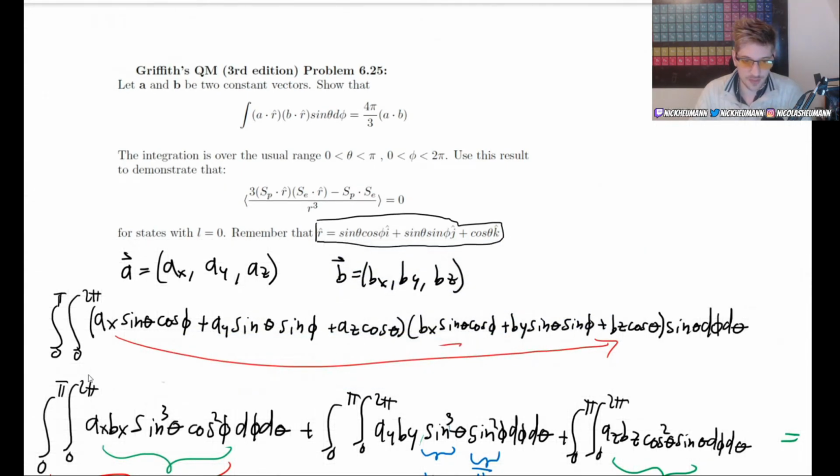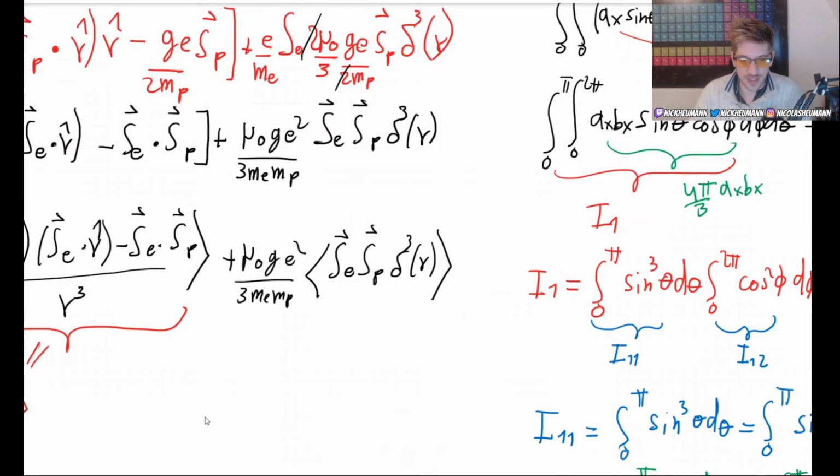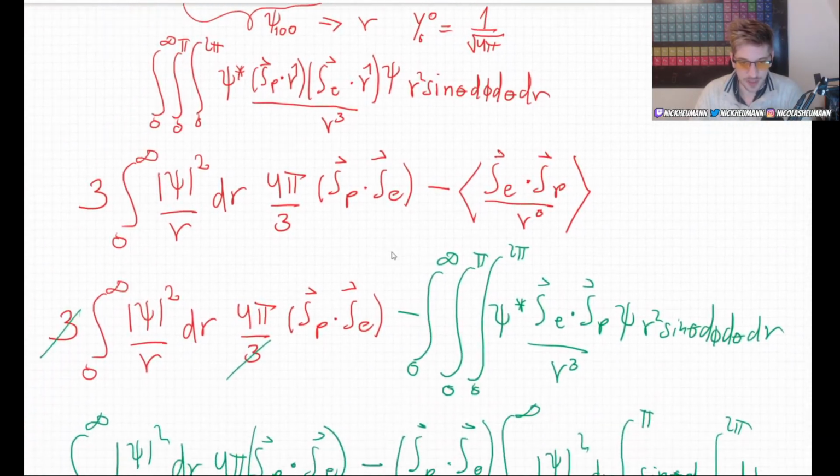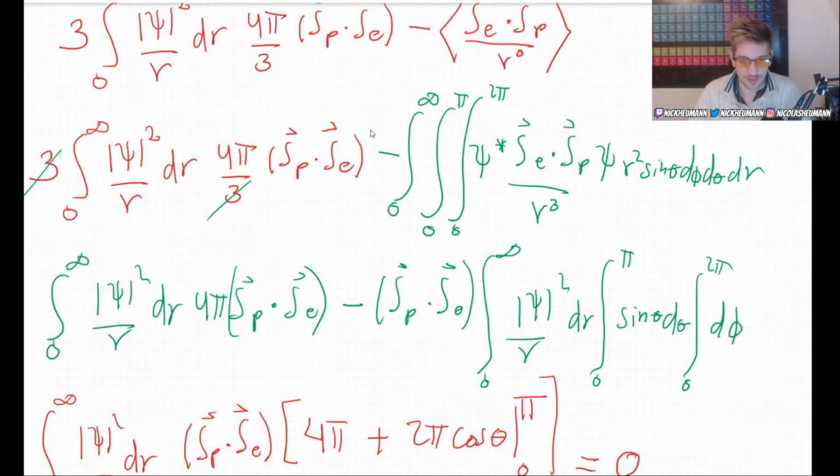Something important that we have done a few times, though, is writing out the expectation value explicitly so that we can separate which parts depend on r and which parts depend on theta.